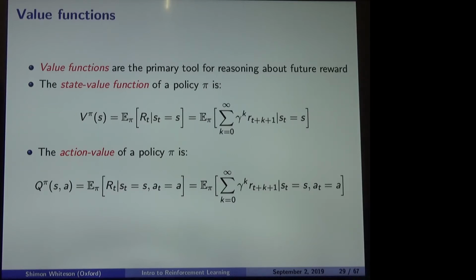Here we have a definition of the value function which is directly in terms of this infinite summation. But we can rewrite that value function as a sum over the immediate reward that we will receive and the value of the subsequent state. Of course, we don't know what the subsequent state will be, so we have to take an expectation over it.